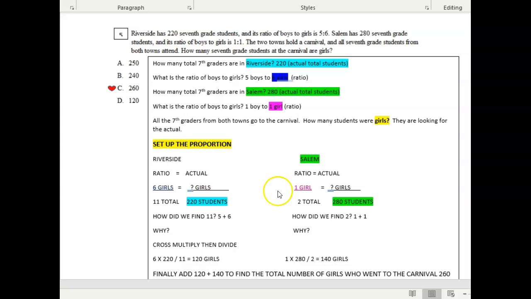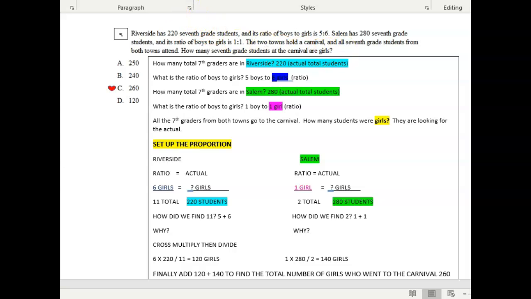Let's get into it. So we have a building. It's Riverside. And Riverside has 220 7th grade students, and its ratio of boys to girls is 5 to 6. Salem has 280 7th graders, and its ratio of boys to girls is 1 to 1. The two towns hold a carnival, and all the 7th grade students from both towns attend. How many 7th grade students at the carnival are girls?